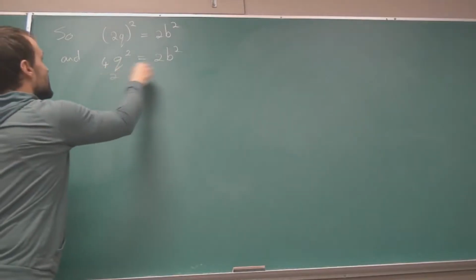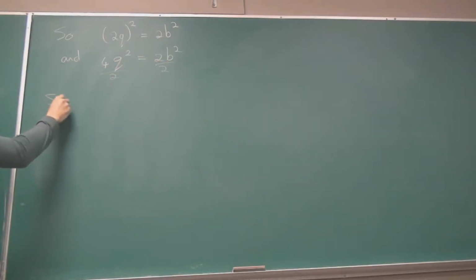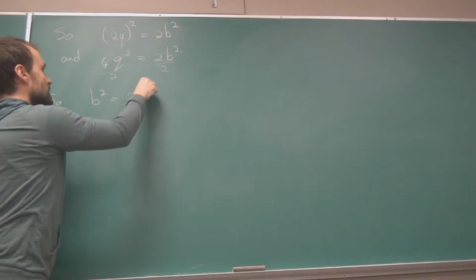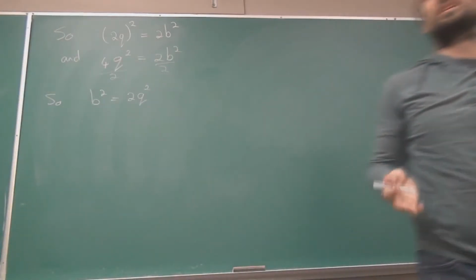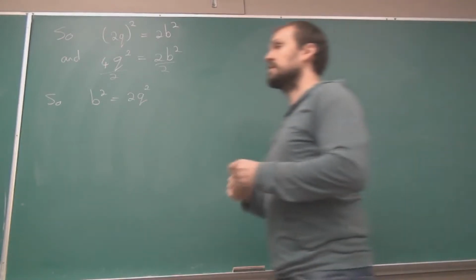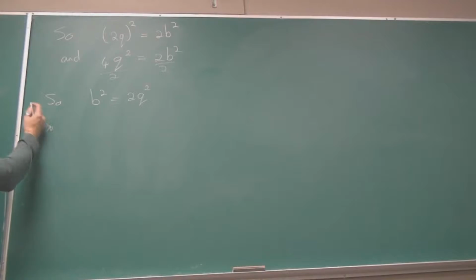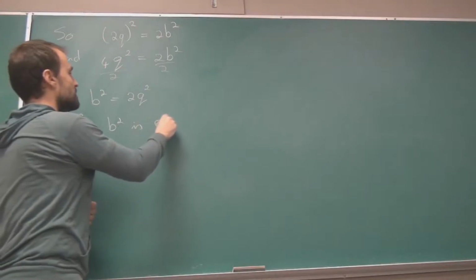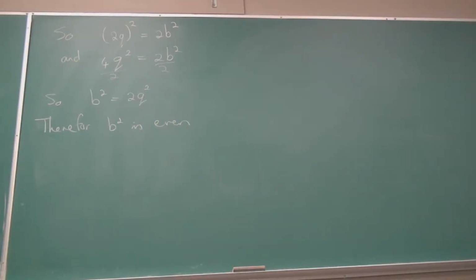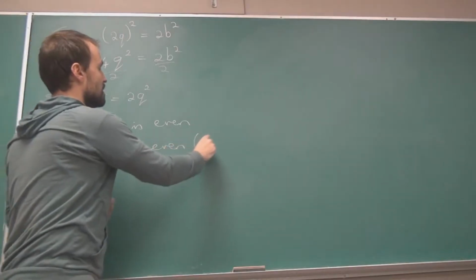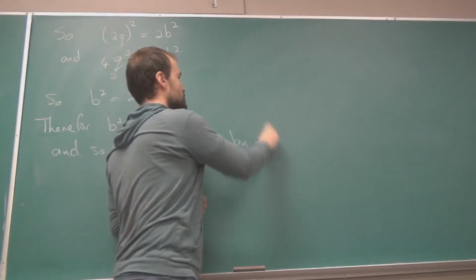Now I can divide both sides by 2. So I'm going to swap them around. B squared is equal to 2 times something. I don't really care what the q is. It's something. But that means that b squared is even. Therefore, b squared is even, and the only way b times b is even is if b is even. And so b is even. I mean, divisible by 2.